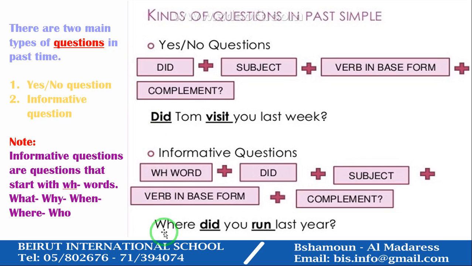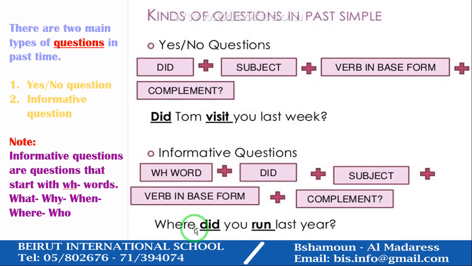So you will have, where did you run last year? Here, if we remove the where, it's going to be did you run last year? It's a yes/no question. Either yes I did or no I didn't. But when we add the where, or maybe why, or maybe when, we will be asking about something else, and not only a yes/no question.